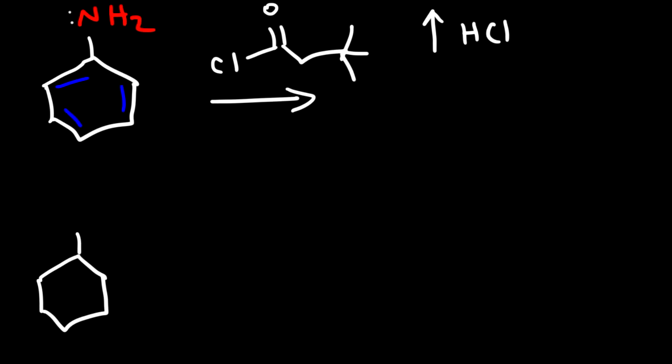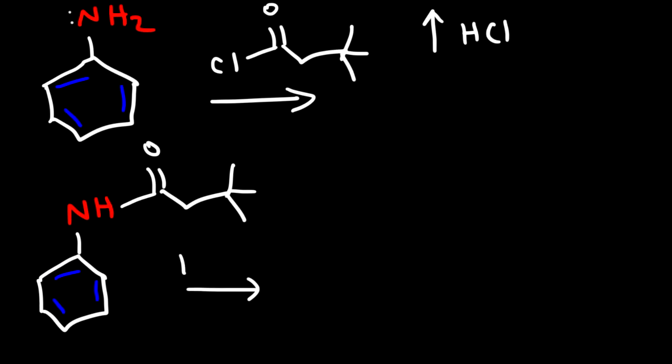Now the amide is not as strongly activating as an amine on a benzene ring. However, it's moderately activating, but it's still ortho-para directing, which is what we want. So now we can use the amide with nitration. It'll work, but we can't use nitration on aniline or with an amine group on a benzene ring. That's not going to work.